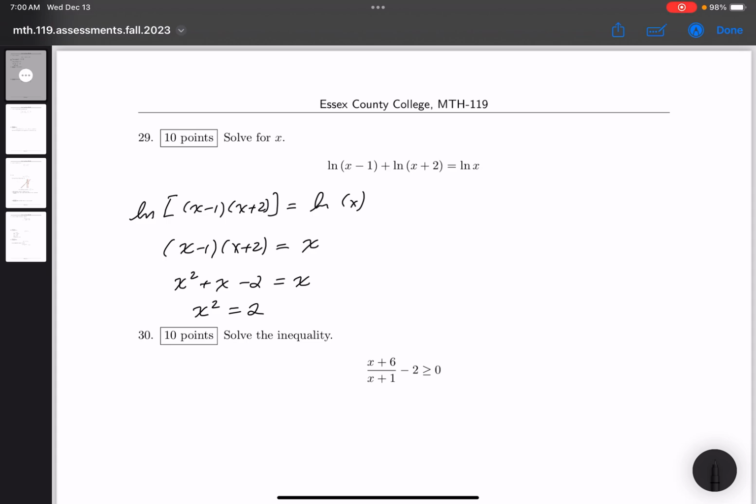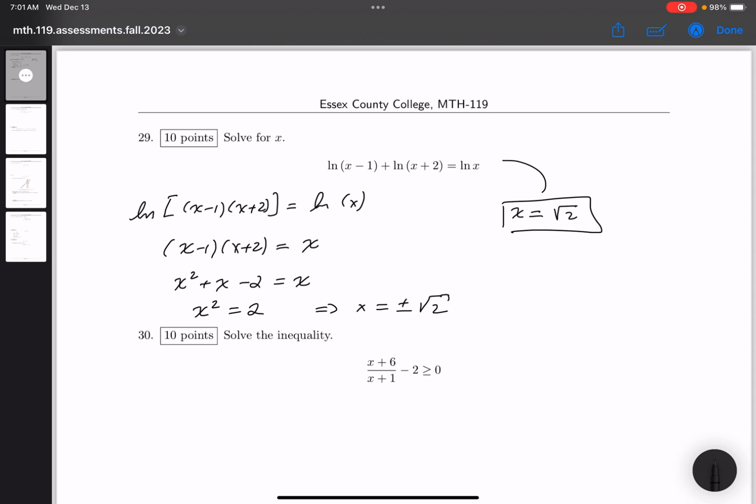So what do you get over here? This would give you x equals plus or minus the root of 2, right? Now, I want to note immediately about this. It can't be minus root 2 because I can't take the natural log of minus root 2 in the real number system. So the answer over here is x equals root 2, not plus or minus, just root 2.